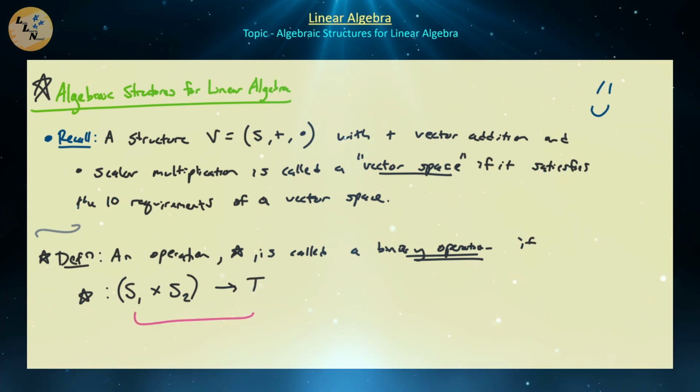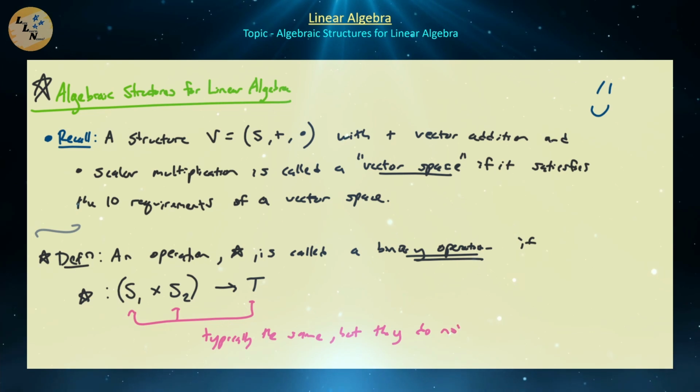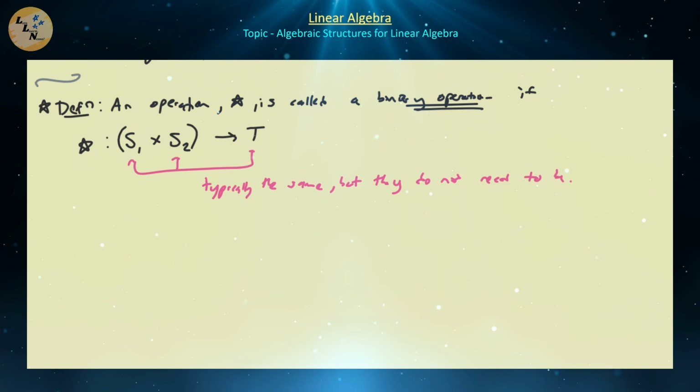Now, some people usually assume that these sets S1, S2, and T are typically the same, but they need not be. So let's look at a few examples of binary operations where S1, S2, and T are the same set, and also an example where these sets don't need to be the same. Technically, the flexibility is up to you on how you want to define these operations.